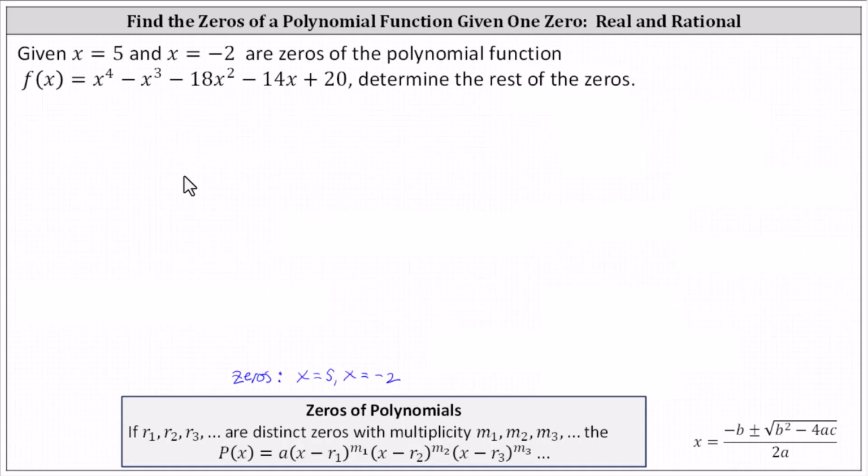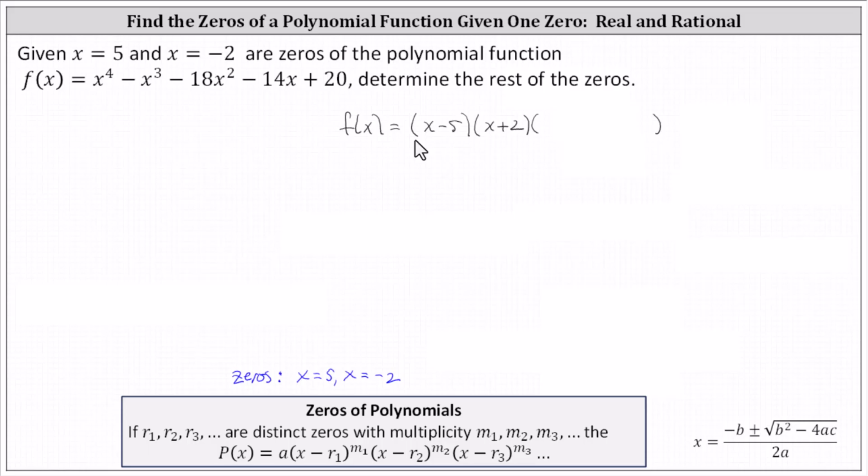So going back to our work, because x equals 5 is a zero of the polynomial function, x minus 5 must be a factor of the polynomial, and because x equals negative 2 is a zero, x minus negative 2 or x plus 2 must also be a factor of the polynomial, which indicates we can write f of x as f of x equals the quantity x minus 5 times the quantity x plus 2 times some remaining factor, which would have to be a degree 2 factor. And now let's find this remaining factor by dividing the polynomial by x minus 5 and x plus 2. And we'll use synthetic division.